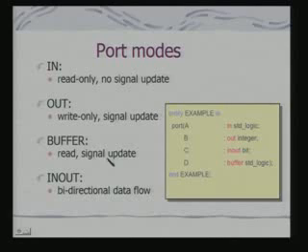Buffer is read, but signal update, that means why signal update? Because the signal would change when it gets updated, and inout is a bidirectional data flow. So, these are the ports which are to be provided with an entity so that it can be connected with other entities. And when a port gets connected with another entity, the connectivity should be consistent in terms of the nature of the port. Okay.